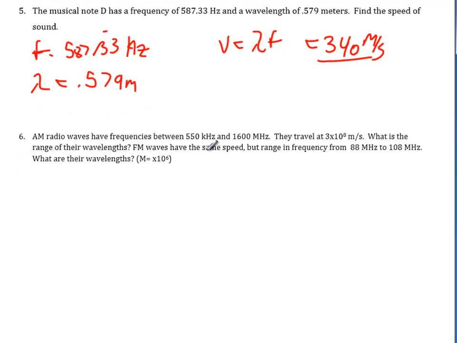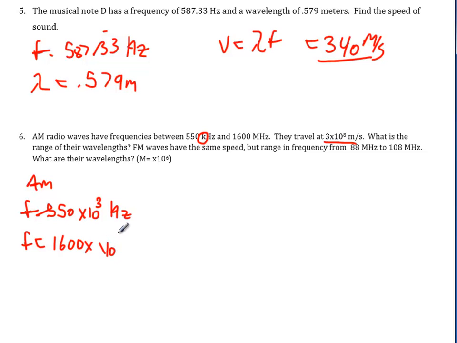6. AM radio waves have frequencies between 550 kHz, that's kilohertz, and 1600 MHz, that's megahertz. They travel at 300 million meters per second. That's the speed of light. What is the range of their wavelengths? So if we look at AM waves, we know a frequency of 550 kilohertz, or 550 times 10 to the third hertz. Their upper frequency is equal to 1600 megahertz, 1600 times 10 to the sixth hertz.